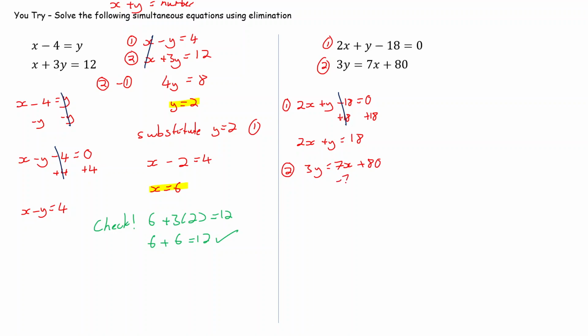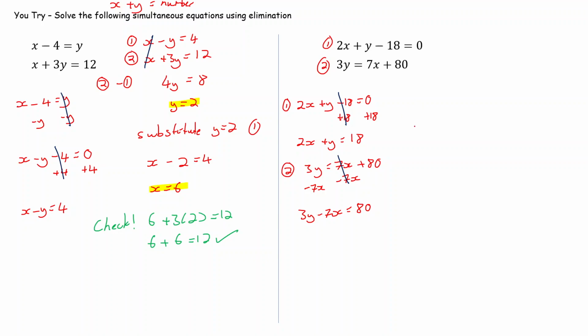Let's subtract that 7x from both sides to eliminate these over here. And then I've got 3y take away 7x, which I write out like that for the time being, is equal to 80 on the end. 3y take away 7x, you can write as minus 7x plus 3y. It means exactly the same thing.